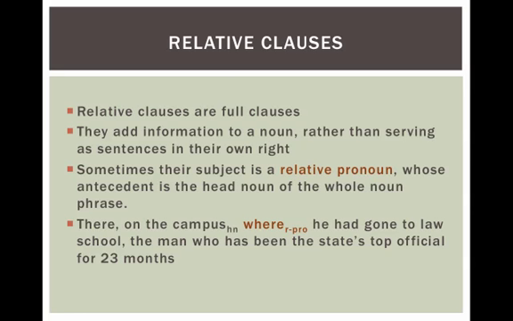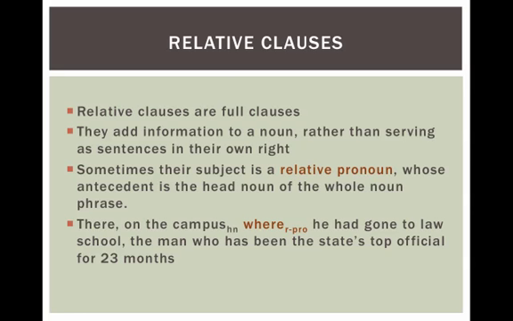This is a full clause. The subject contains whose, but the whole subject is whose antecedent. That whose attaches that information in the relative clause to the head noun of the independent clause of the whole sentence, which in this case is sometimes their subject is a relative pronoun. So I could say sometimes their subject is a relative pronoun, and that's a complete sentence in itself. I added the extra information to tell you more, just to make it easier to figure out what I'm talking about.